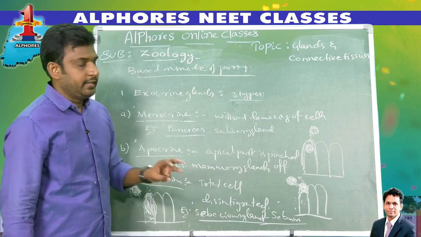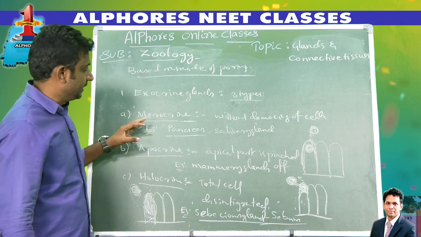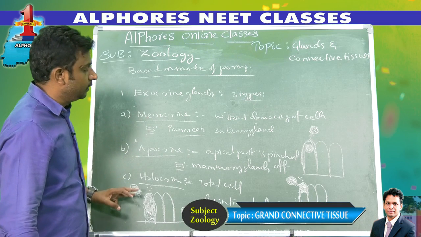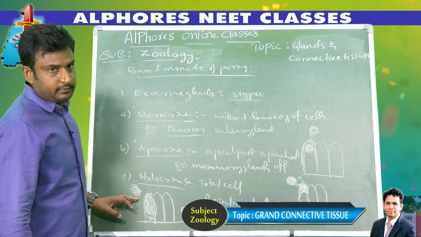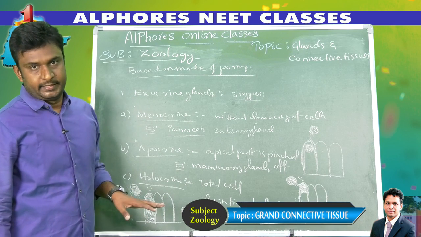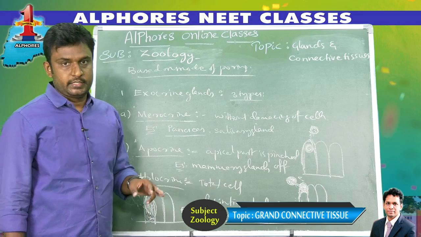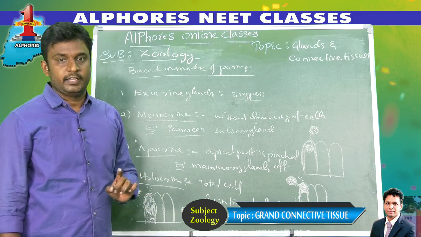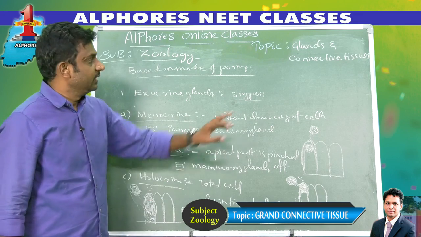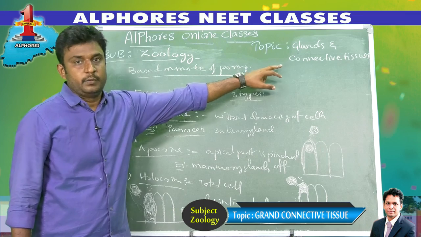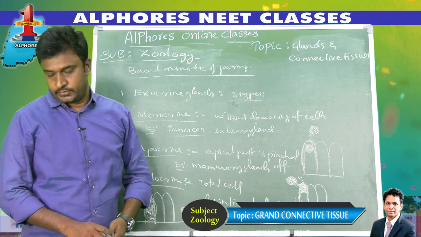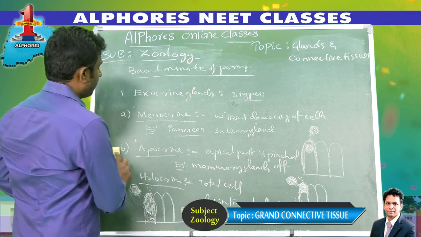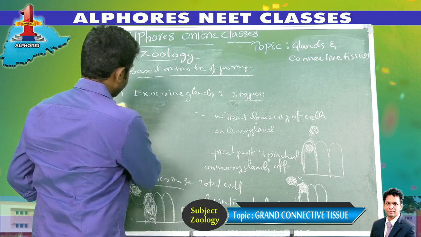Okay. So, three types of glands are present: merocrine, apocrine and holocrine. Epithelial tissue is completed. We discussed epithelial tissues over 3 days. The first tissue in our body is completed. Next, the second type of tissue in our body is called connective tissues. So, we go to the connective tissues.